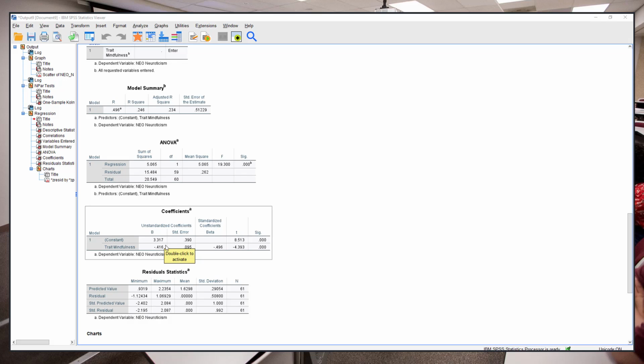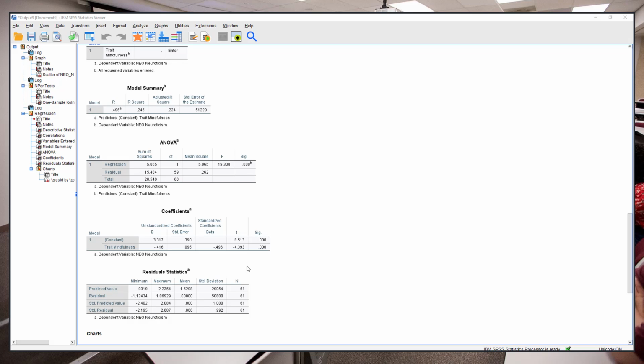So based on this, we can tell that our model is going to be y hat equals minus 0.416 times x plus 3.317. So that is our complete regression equation. And that is really basically it.